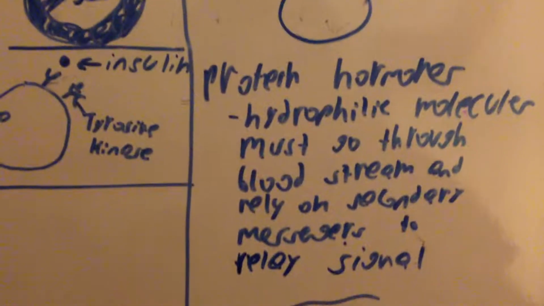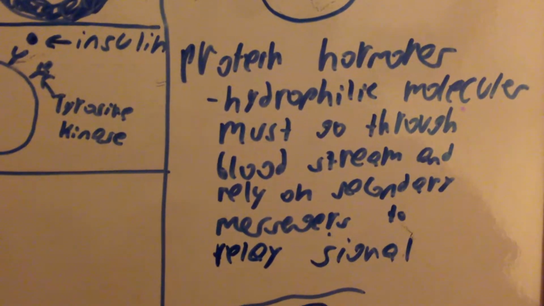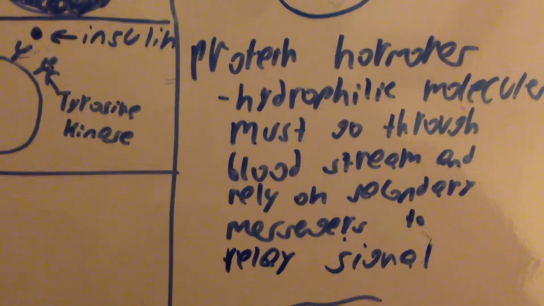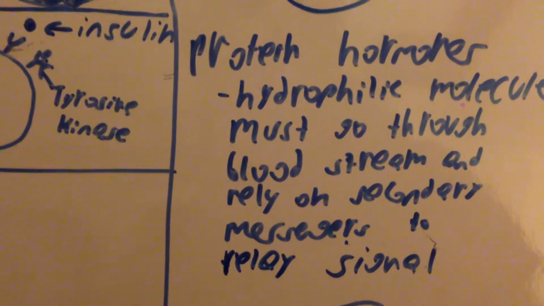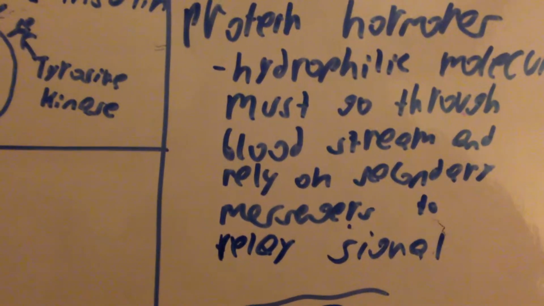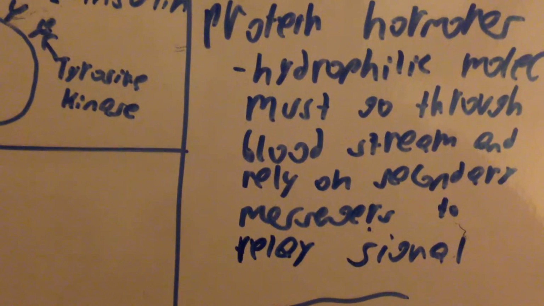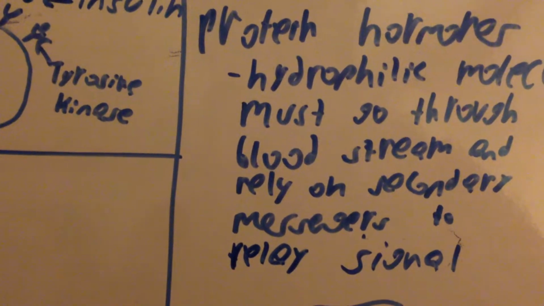And on the other side of that, protein hormones are hydrophilic, which means that they like to be in water, and they can go in the bloodstream but cannot go through the cell membrane, which basically means that they rely on secondary messengers to relay the signal.